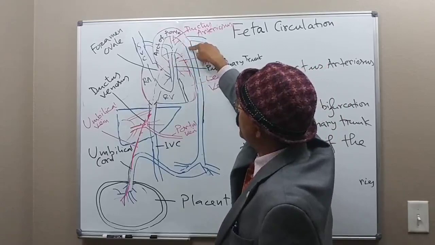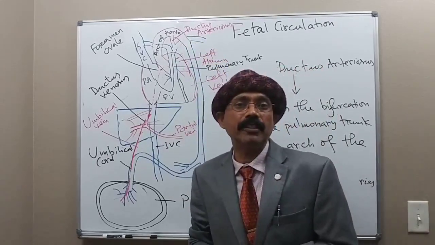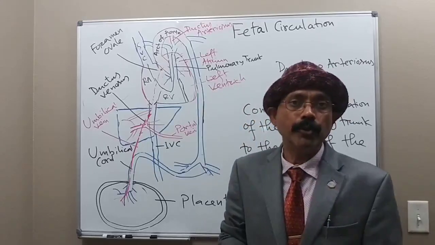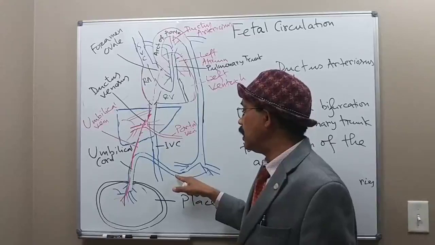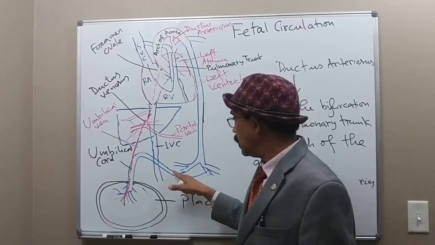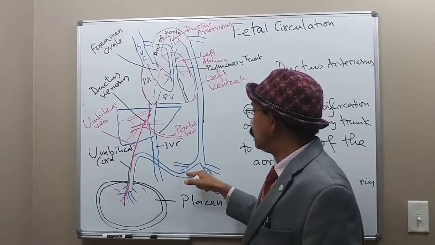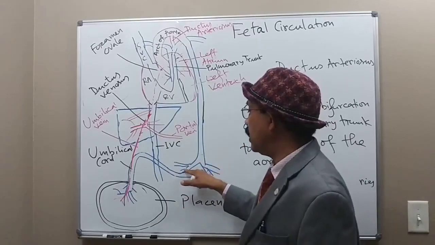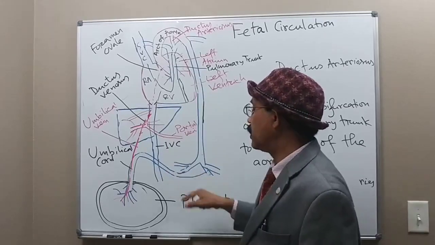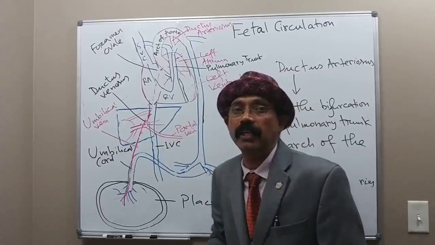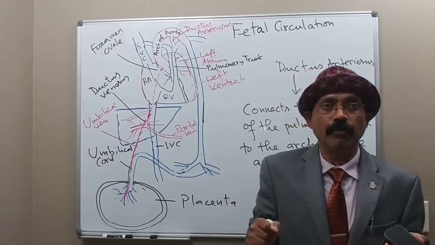So the blood present in the descending thoracic aorta is mostly deoxygenated, nutrition-poor blood returning to the placenta through the internal iliac arteries and the umbilical arteries. Umbilical arteries are the branches of the internal iliac artery. So we got the prenatal circulation.